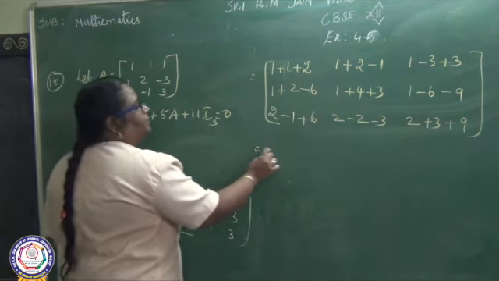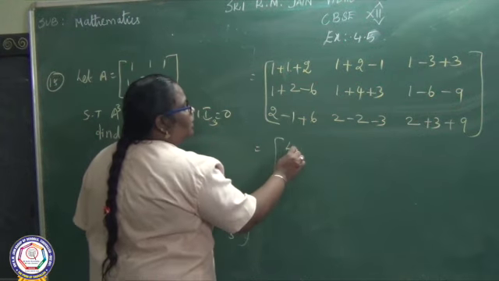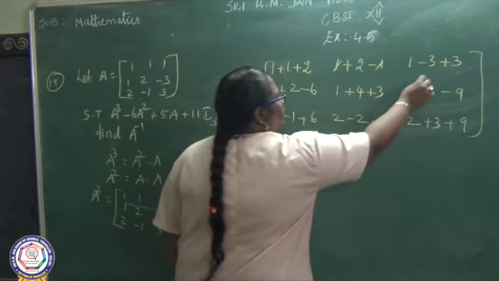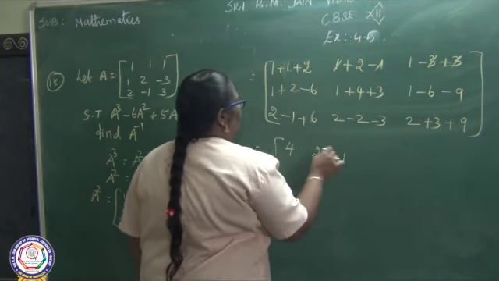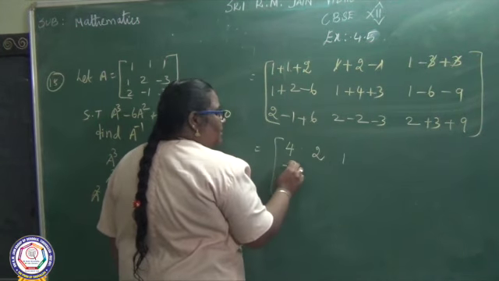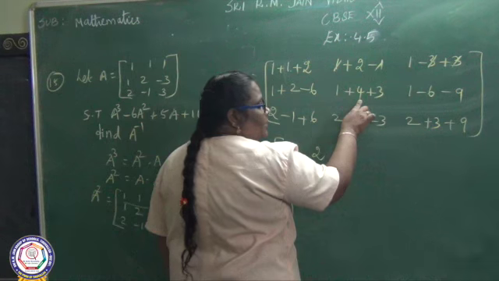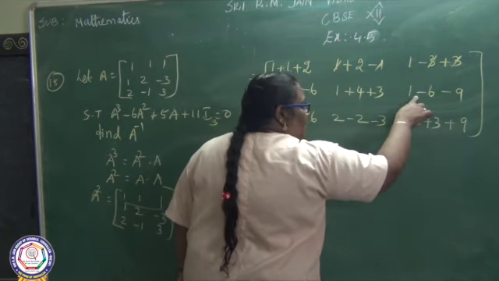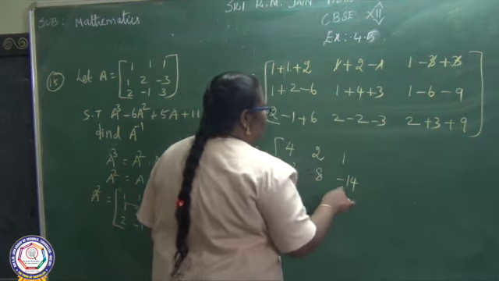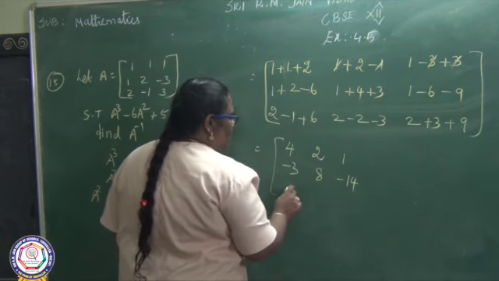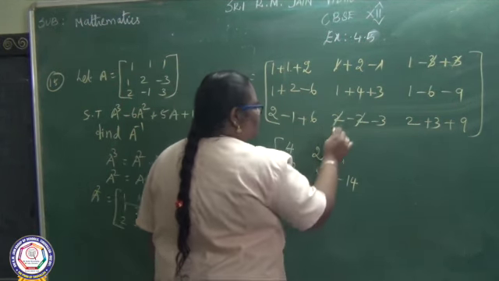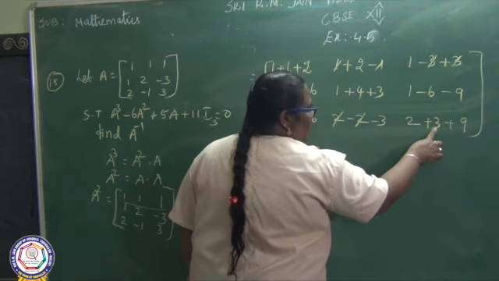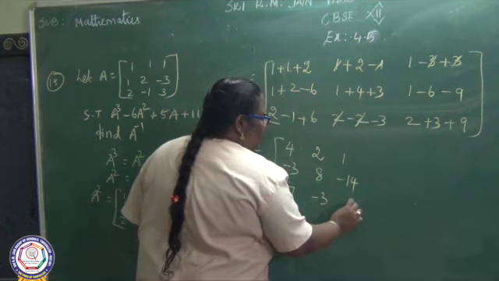See here, simplify the values. 4 plus 1 minus 1 get cancelled, 2. Next, plus 3 minus 3 get cancelled, 1 here. 3 minus 6 minus 3, 4 plus 3, 7 plus 1, 8 here. Minus 15 plus 1, minus 14 here. 8 minus 1, 7, plus 2 minus 2 get cancelled, minus 3. Here, what is the answer? 9 plus 3, 12 plus 2, 14.